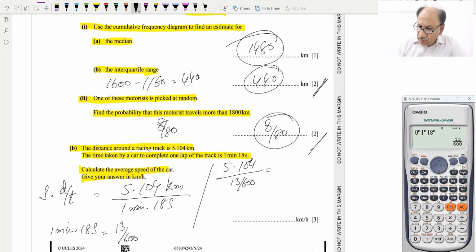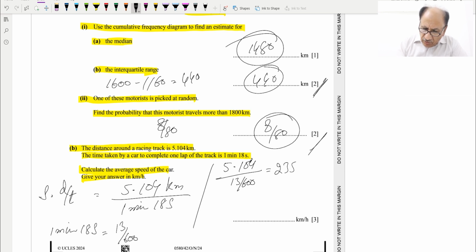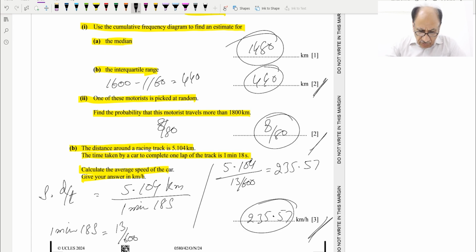So we can write 5.104 over this, the answer is equal to 235.57. So 235.57 kilometer per hour. 235.57 will be the answer over here for 3 marks. Hopefully you understood this question.